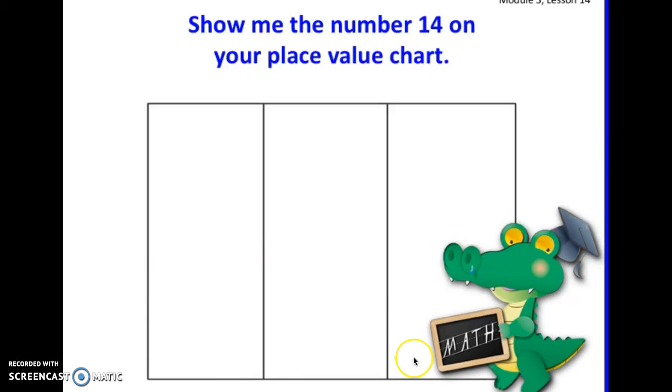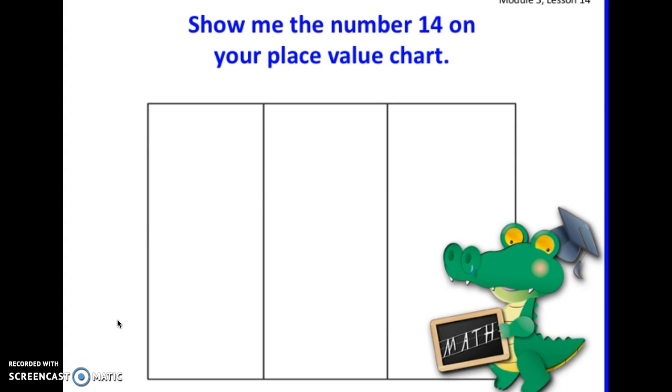Hi friends, we are on Lesson 14, Module 3. We're going to be modeling numbers with our place value discs today. You're going to need a notebook or a dry erase board to do these activities. Draw this place value chart in your notebook or on your dry erase board. And when you're done with that, I want you to show me the number 14 using place value discs. When you're done, come back to the video.